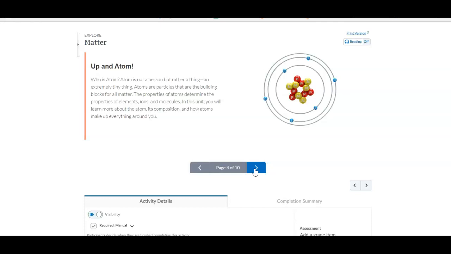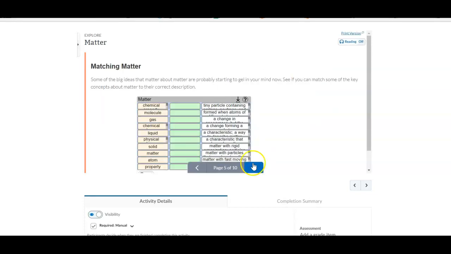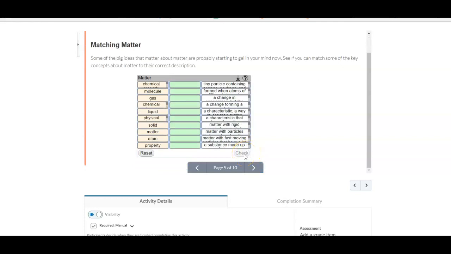Now we're moving on to question 5. What is an atom? Who is Adam? Atom is not a person, but rather a thing, an extremely tiny thing. Atoms are particles that are the building blocks for all matter. So that answers question number 5 for you. The properties of atoms determine the properties of elements, ions, and molecules. So in this unit, we're going to learn more about atoms, their composition, and how atoms make up everything around you. So here is some vocabulary matching. This is a great activity for you to go through and just test your vocabulary skills and see how well you're doing with these terms so far.